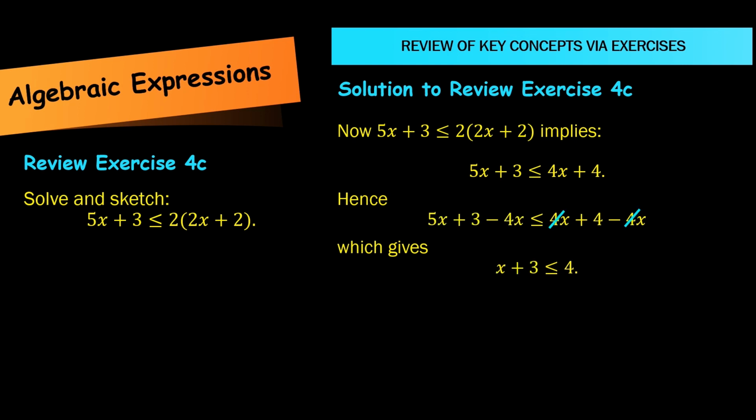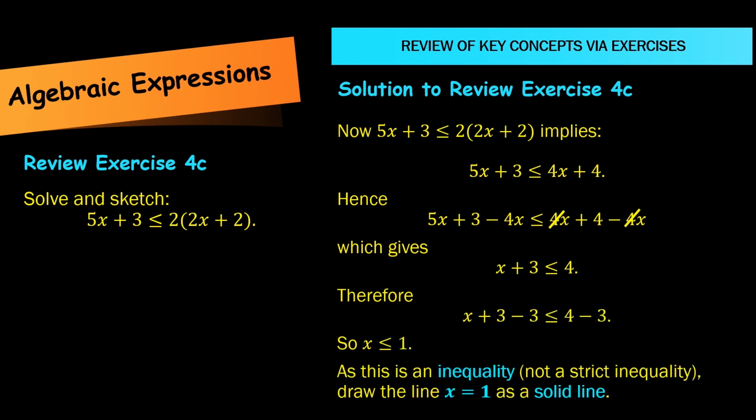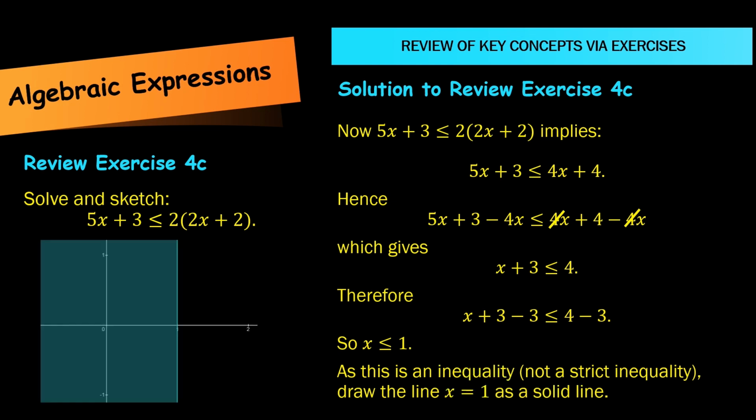Now we can put the constants on one side and the x's on the other. So we subtract by 3, which gives us x is less than or equal to 1. Again, as this is an inequality and not a strict inequality, we draw the line x equals 1 as a solid line. And the region x less than or equal to 1 is the region to the left of this line and including the line x equals 1.